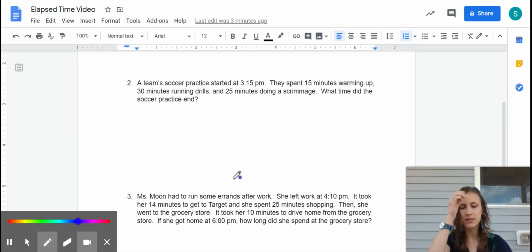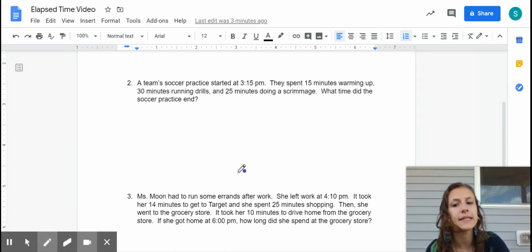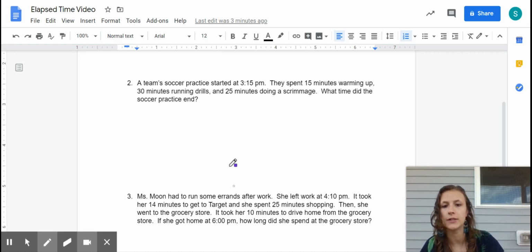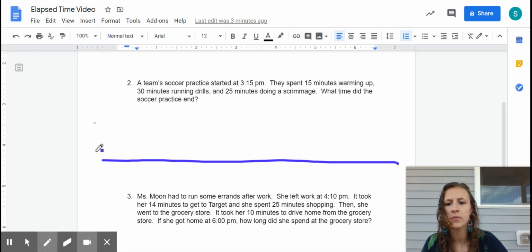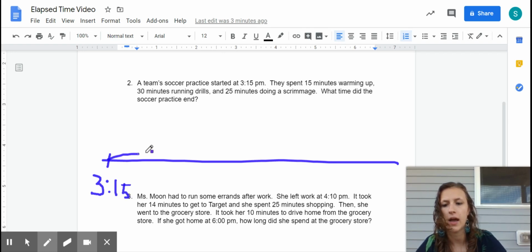All right, so a team soccer practice started at 3:15 p.m. They spent 15 minutes warming up, 30 minutes running drills, and 25 minutes doing a scrimmage. What time did the soccer practice end? Okay, again, I'm going to go ahead and show this with our number line because that can show our progression of time. So I'm starting at 3:15 p.m. They spent 15 minutes warming up. So 15 more minutes from 3:15 would be 3:30.